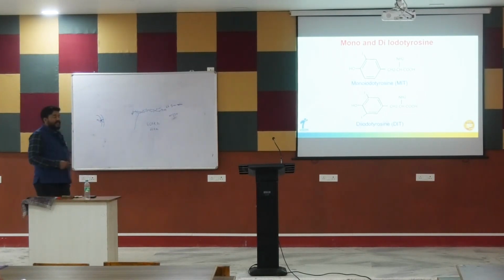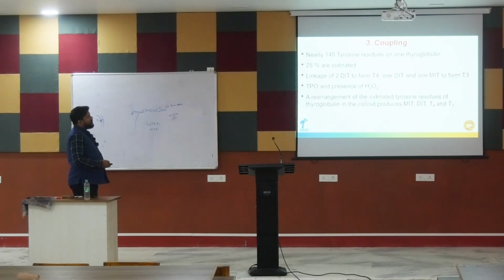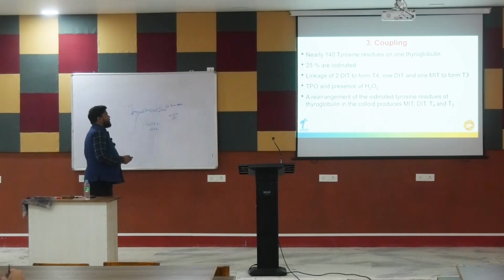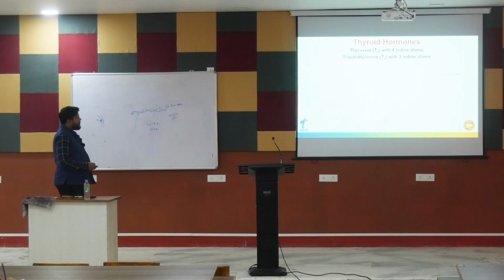So MIT and DIT. Position 3 and 5. See, in position 3 there is one iodine residue, and in 3 and 5 there are 2 iodine residues. So nearly 130 to 140 tyrosine residues on thyroglobulin, of which 25% are iodinated.